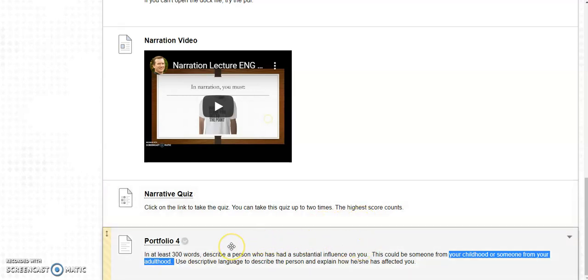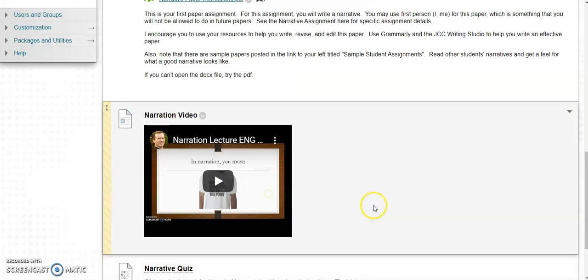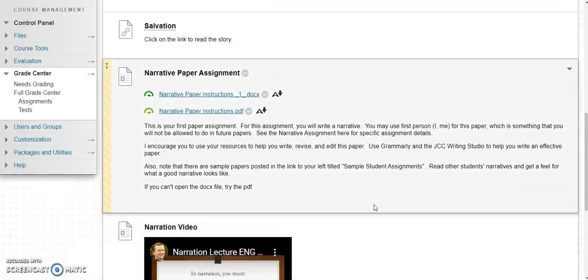The portfolios we've done the last few times were like, think of a time that you did something, or one of your favorite childhood memories. Any of those things that you've done, you can use as springboards. You can use that same memory for your narrative paper. Don't copy and paste anything you've done from your portfolio, but you can use that same memory to write out the narrative paper.